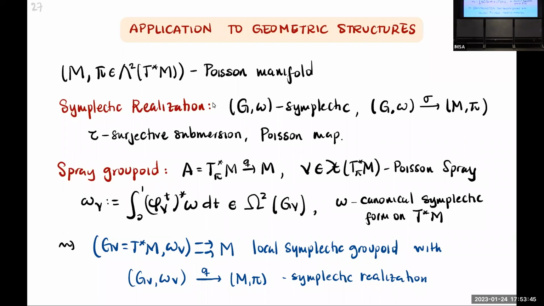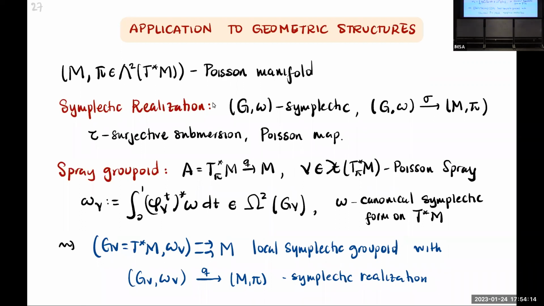And these two forms will be symplectic around the unit. And this two form is not only symplectic, it is multiplicative, compatible with the multiplication on this spray groupoid. So what I get is a symplectic groupoid: G of B, together with this omega, will be a symplectic groupoid.